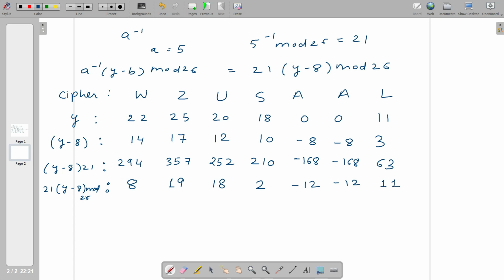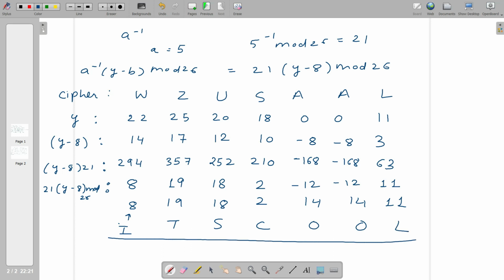Now we know that all the numbers should be positive. So to make this minus 12 positive, what we are going to do? We are going to add 26 to it. So it will be 14, and 14. So this is our numerical value for the plaintext, and when we replace it, it is I, T, S, C, O and L. So that we get the same plaintext.